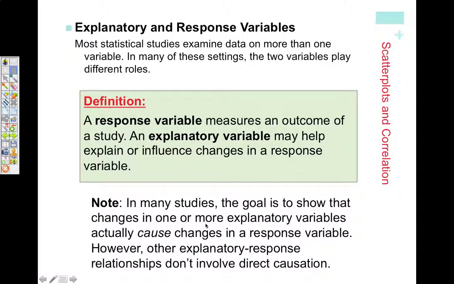So in many studies, the goal is to show that changes in the explanatory variable actually cause changes in a response variable. But there are a lot of pairings between explanatory and response variables that don't involve direct causation, simply correlated data. So as we move through different sections, as we look at different statistical methods, sometimes we're going to be looking at what can we say causes something else. What explanatory variables cause a certain response? Other times we won't be looking at this direct causation.